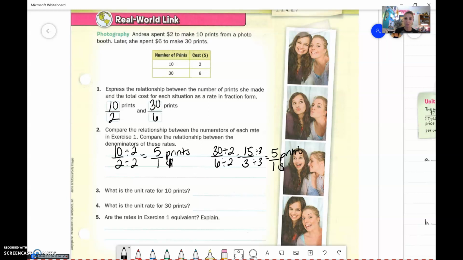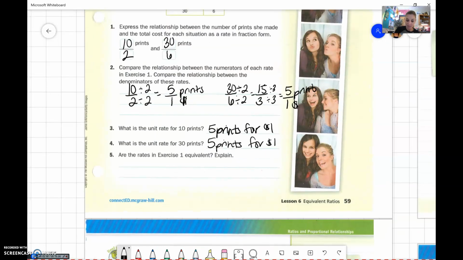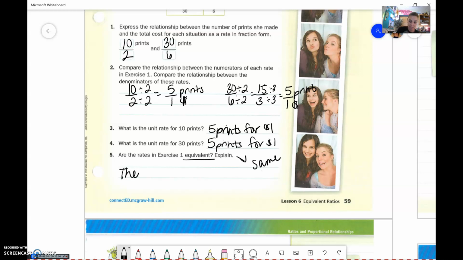Crazy, right? So what is the unit rate for 10 prints? The unit rate for 10 prints is you get 5 prints for $1. What about for 30 prints? For 30 prints, you get 5 prints for $1. So obviously, what can we tell about these rates? They are equivalent. The word equivalent means the same. So if you want to, go ahead and write over here that equivalent means the same. Therefore, these rates are the same, because you can get 5 prints for $1 either way you look at it.